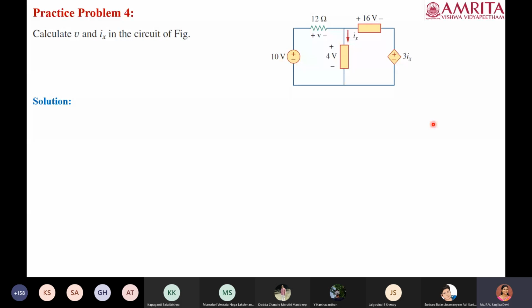So these are the 3 questions given as practice problems. Even if there is a mistake, it is fine. We will definitely learn from mistakes. It's not necessary that everything has to be correct, but please try. For this particular numerical, there are 2 loops. For each loop, write the KVL equation and then try to find V and Ix.